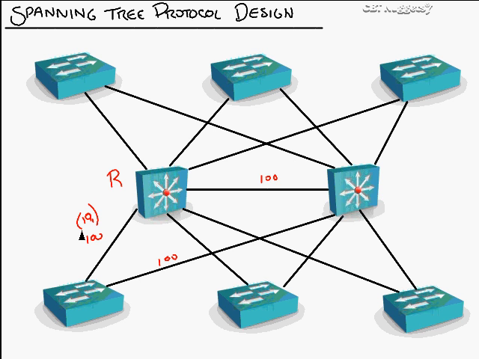So what it's going to do is find the most efficient path to the root bridge, and that's how it knows that this is the most efficient. It says, well, I could use this one, that's 19, or I could use this one, which is 19 plus 19, that's 38. I'm going to use this one, and this one ends up blocked.